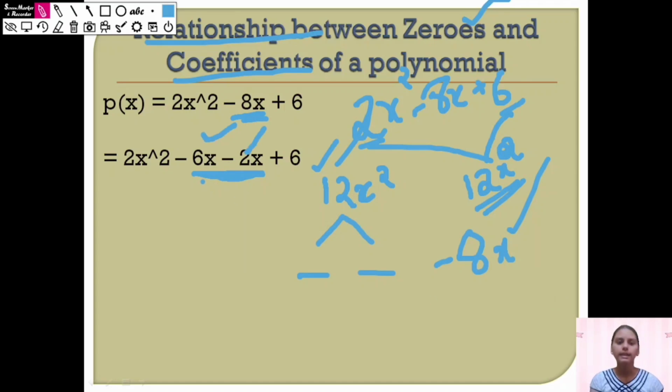Okay, see, 6 into 2 is 12, 6 2s are 12, and if you add 6 and 2, you are getting 8, right? So what I'll do is I'll take minus 6x and minus 2x. Now see, minus into minus is plus, and 6 2s are 12. And minus 6 and minus 2 will give you minus 8x. Okay, so this is how you split the middle term.